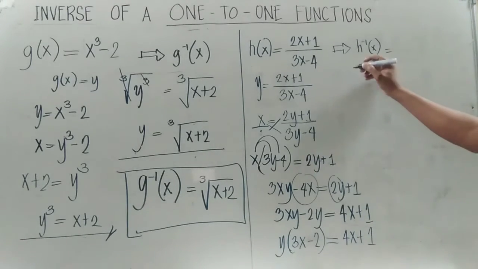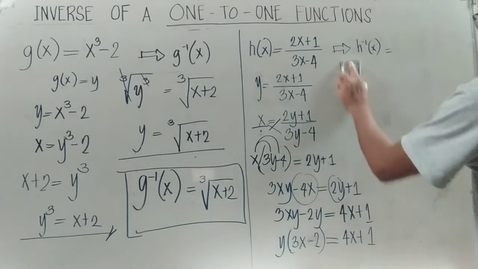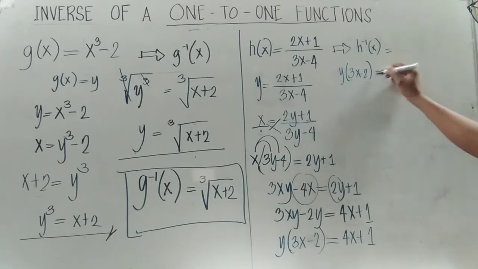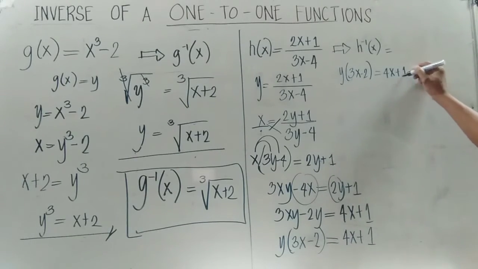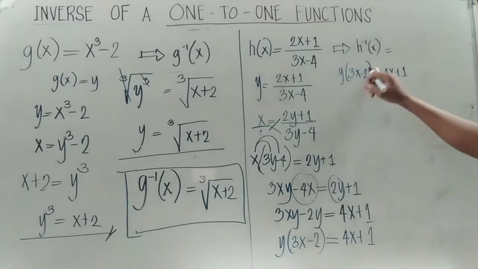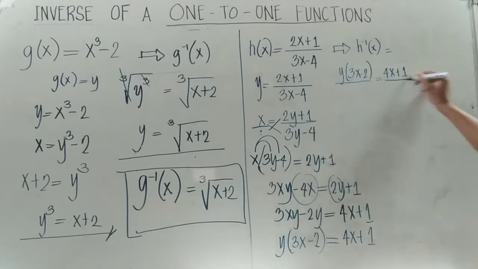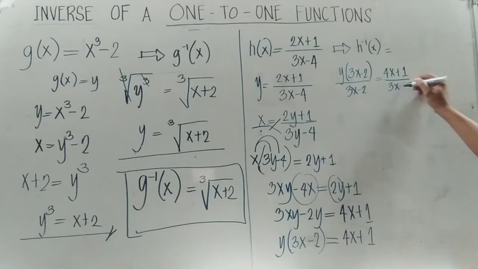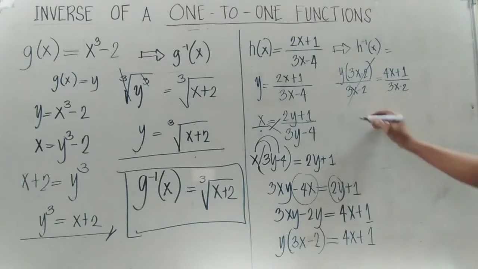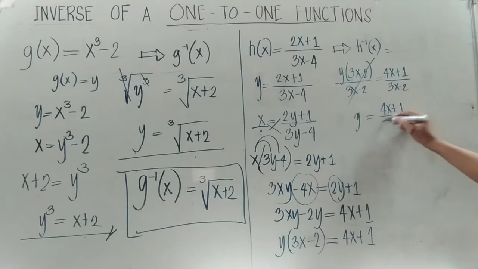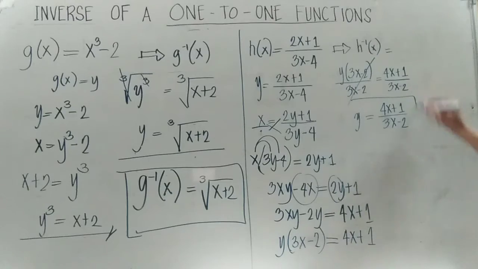Okay? Continuing, I will copy it in here so that you will not be confused. So we have y times the quantity 3x minus 2 equals 4x plus 1. I will put the equal symbol in here. So we have to divide by 3x minus 2 on both sides, so that the remaining will be y equals 4x plus 1 over 3x minus 2.